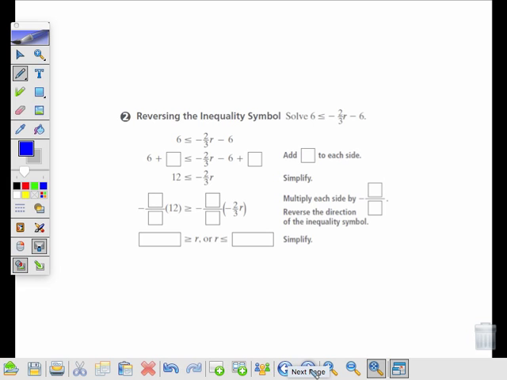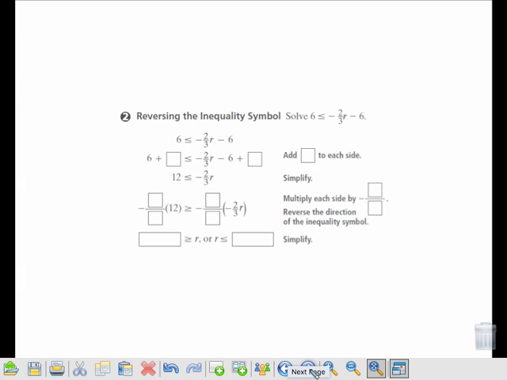All right, remember sometimes if you multiply or divide both sides by a negative, you have to reverse the inequality symbol. So in this one, I don't like all their boxes again, so I'm going to redo it off to the side here. So I have 6 is less than or equal to negative 2/3 r minus 6. So the first thing I'm going to do is add 6 to both sides. I have 12 is less than or equal to negative 2/3 r.